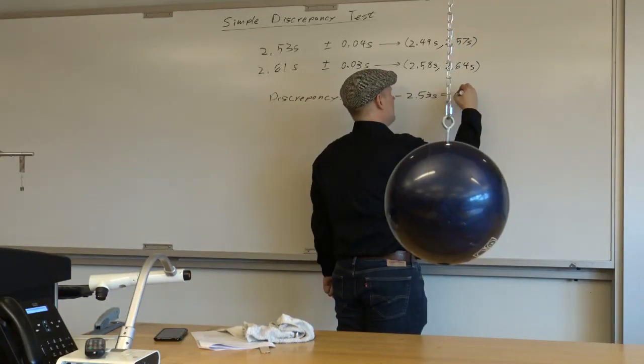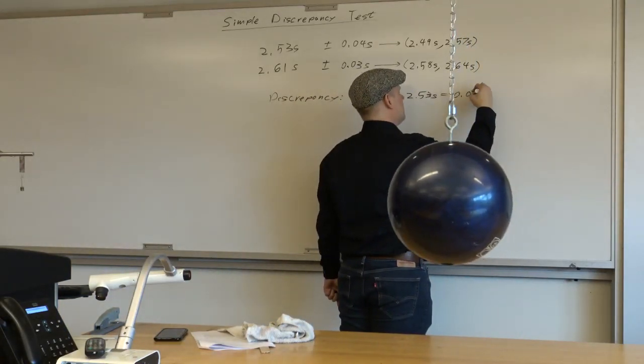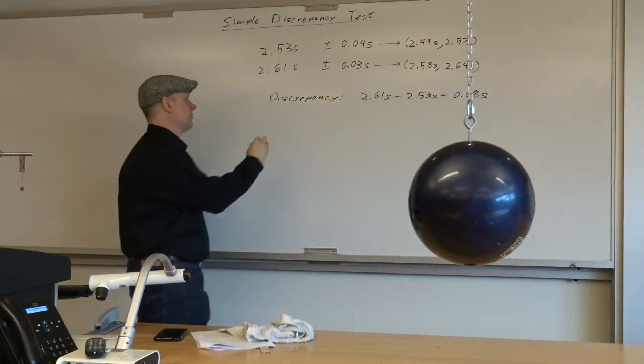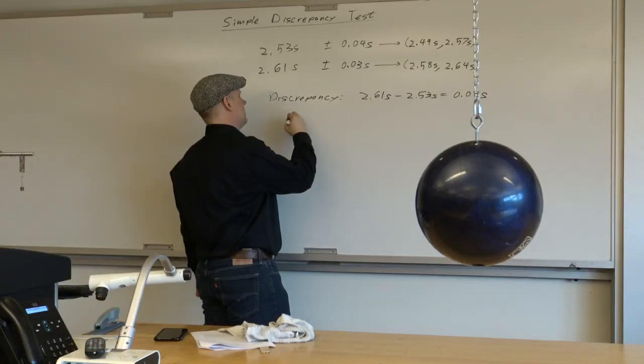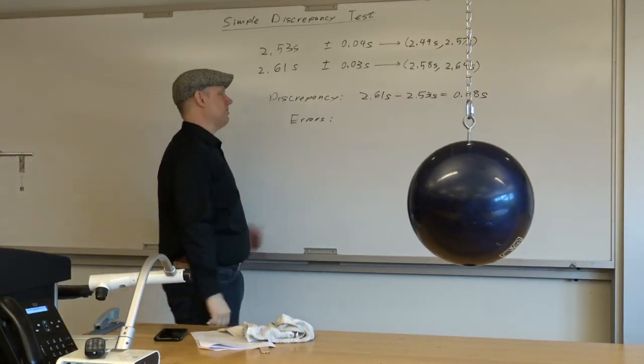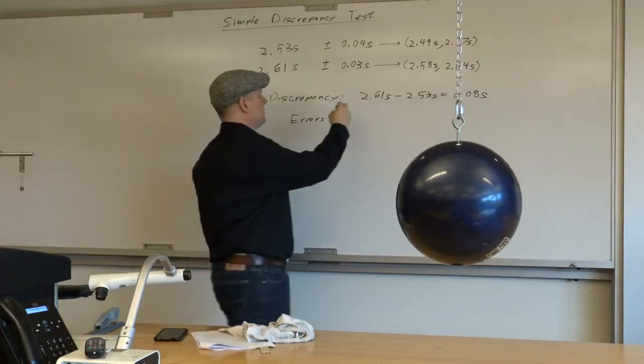So in other words, we don't need to overcomplicate absolute value. I think this is 0.08 seconds. Okay, so that's the discrepancy. And then we're going to add up our errors. So I'm just going to write errors here. You could say sum of errors, but I'm just going to add up the two errors that I have.